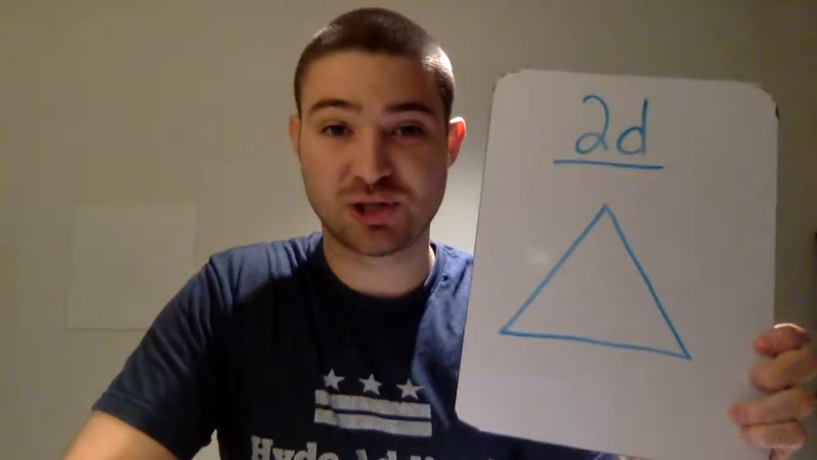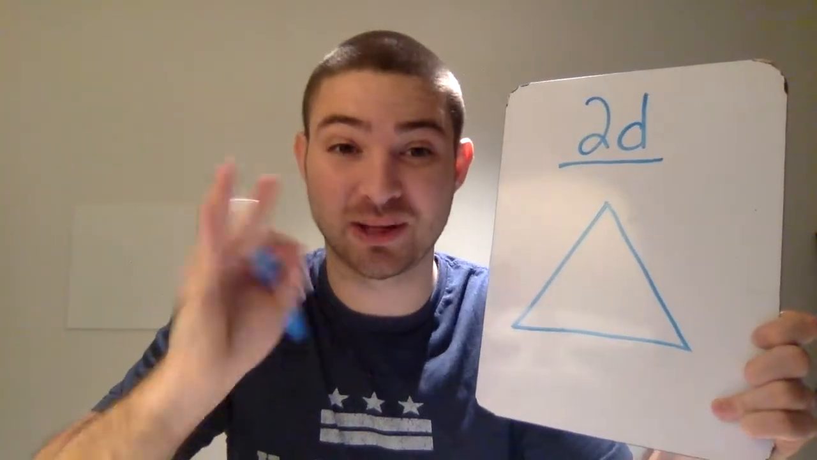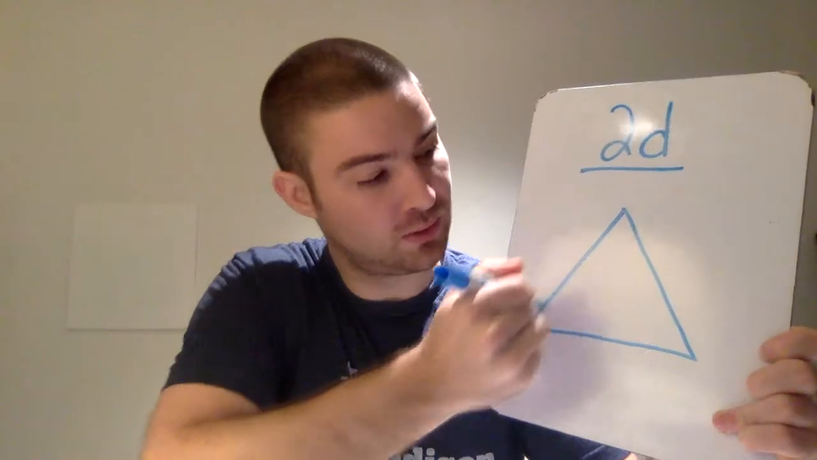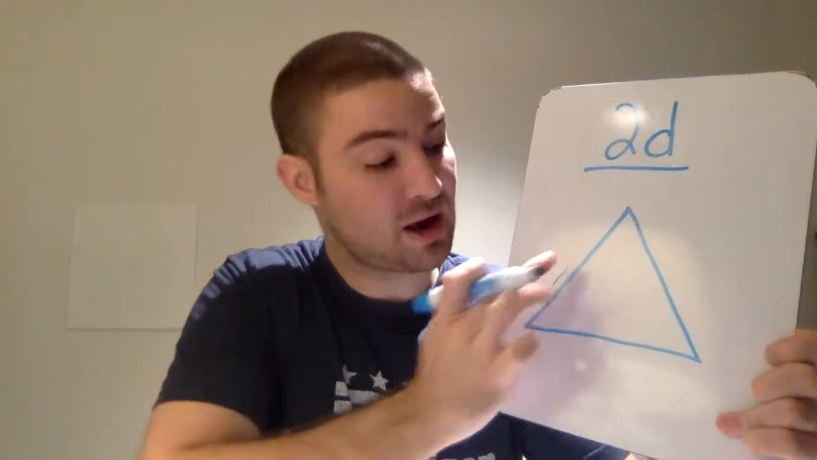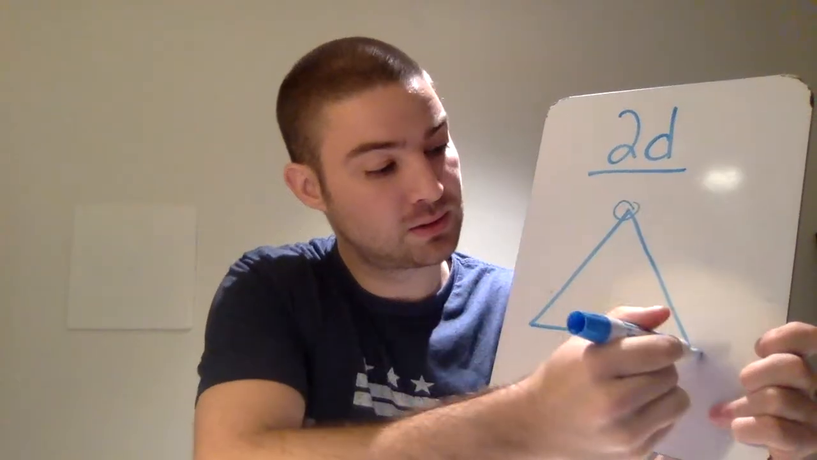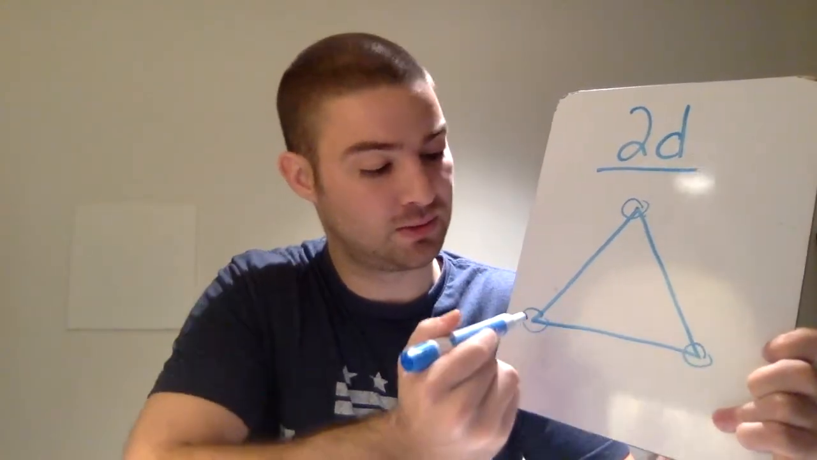All right. The next 2D shape I have for you guys is a triangle. Now, a triangle is a shape that looks like this. It's one of the coolest shapes out there. A triangle has only 3 sides. 1, 2, 3. A triangle also has 3 corners. 1, 2, 3. Also angles. 1, 2, 3.